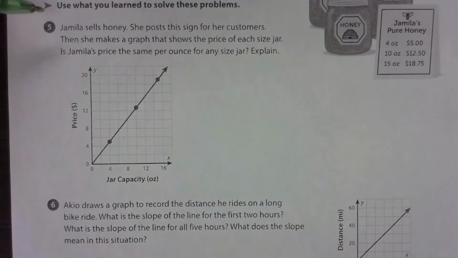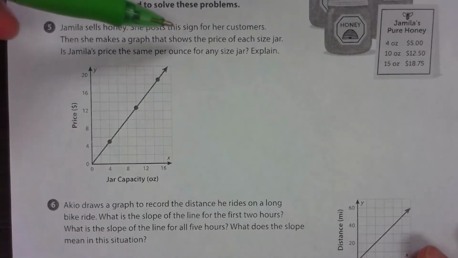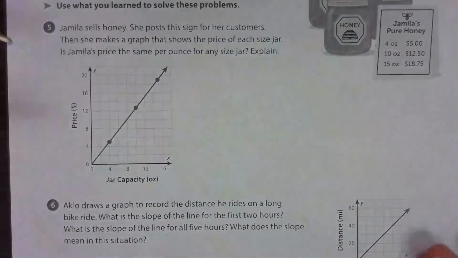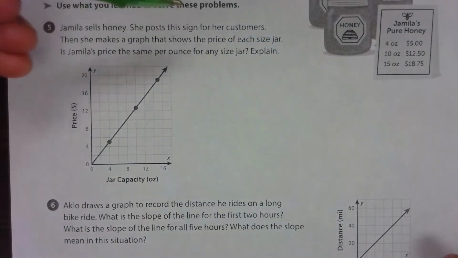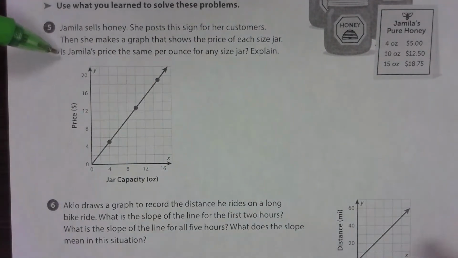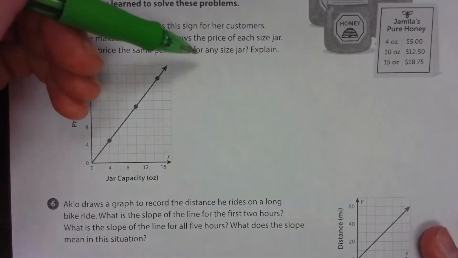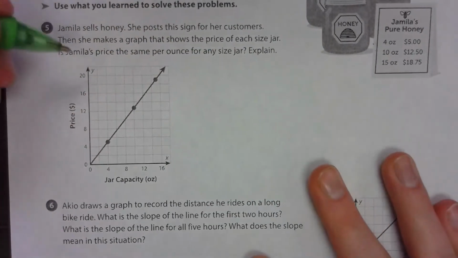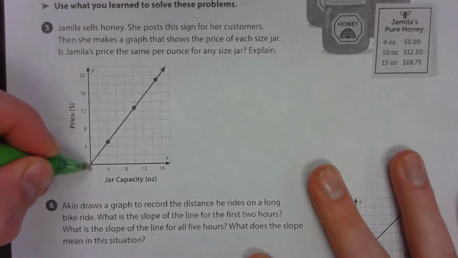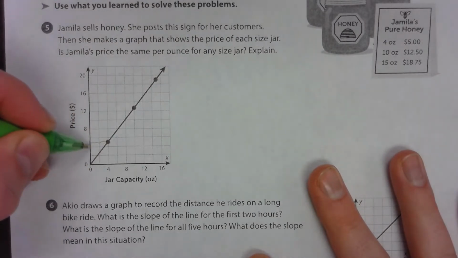So our friend here sells honey. She posts this sign for our customers. Then she makes the graph that shows the price of each size of jar. Is her price the same per ounce for any size jar? Well, let's check. I go up and over, up and over.